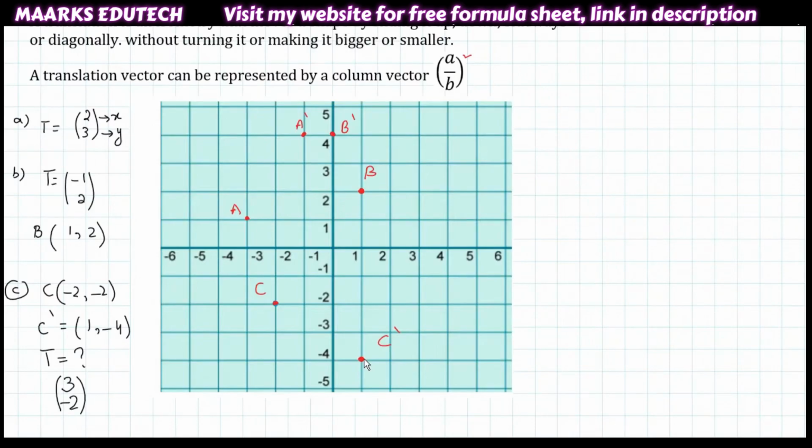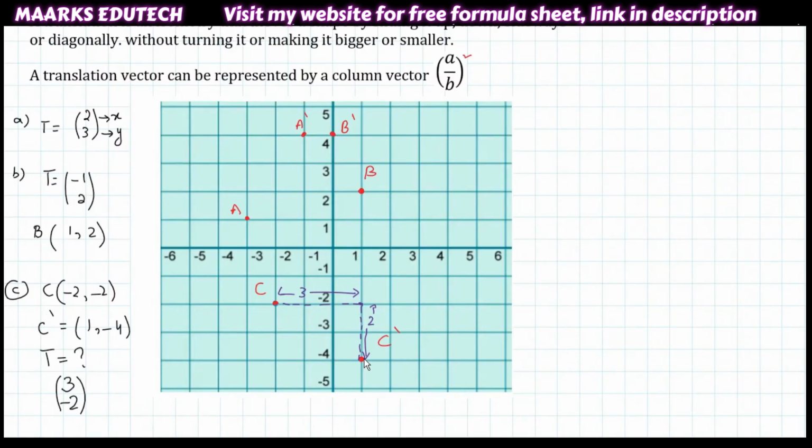If I show you through the dotted line, you can see first I move like this till here, because C was lying below it, so then I have to move down. So this was 3 steps right and this was 2 steps down. Since I am moving to the right side, it is positive, and down is negative. So this is how we write the translation vector.